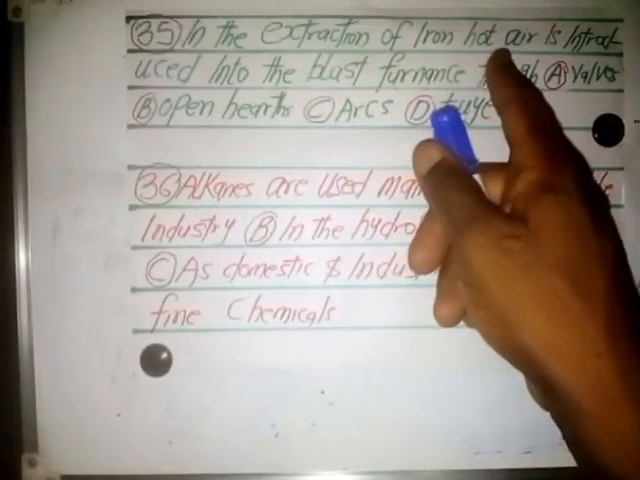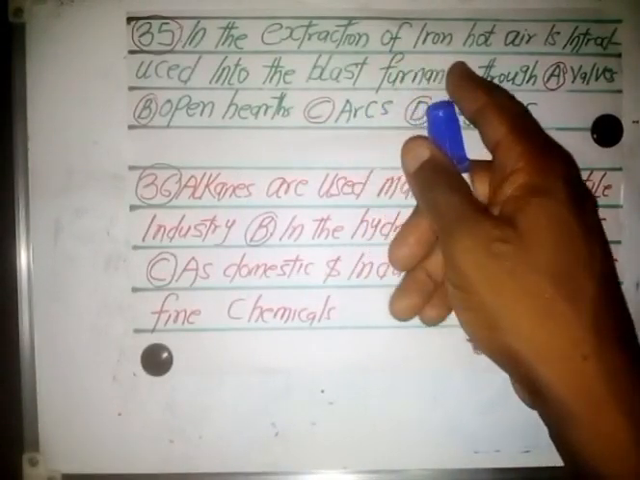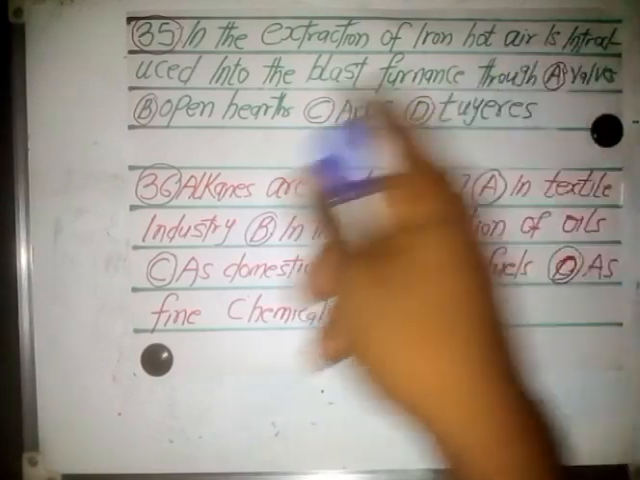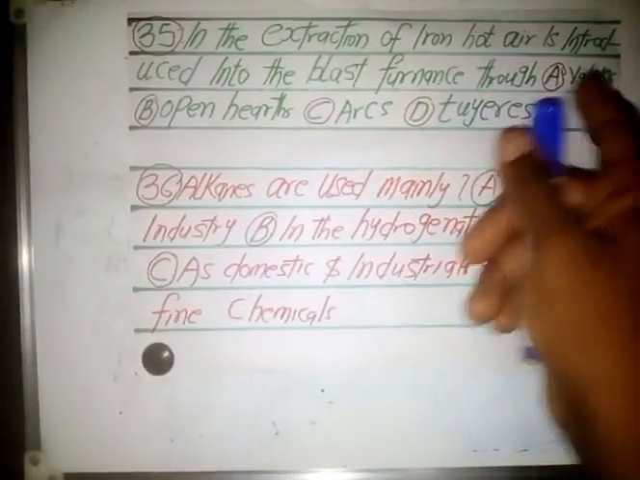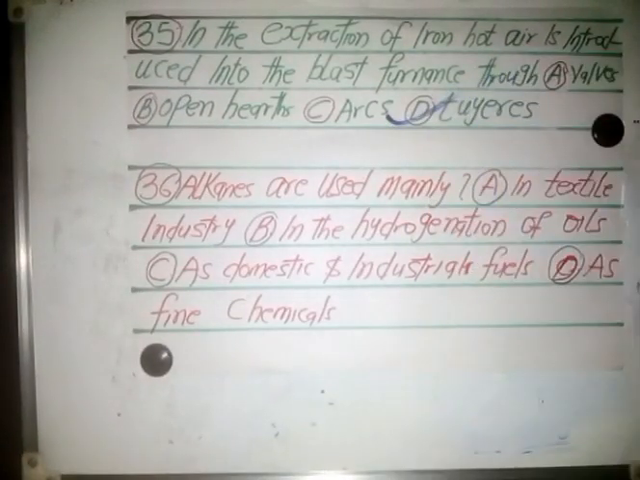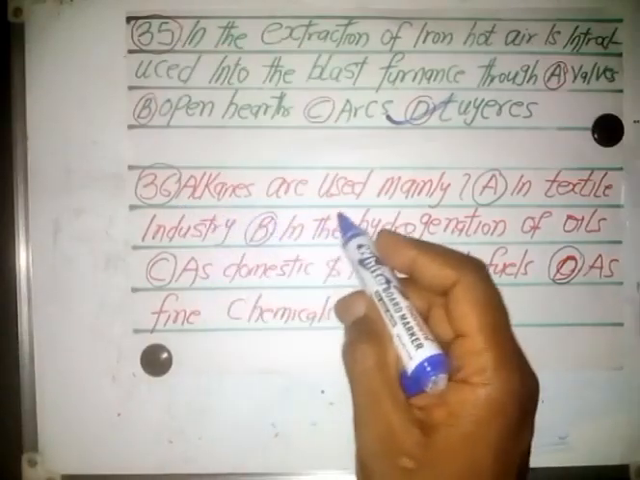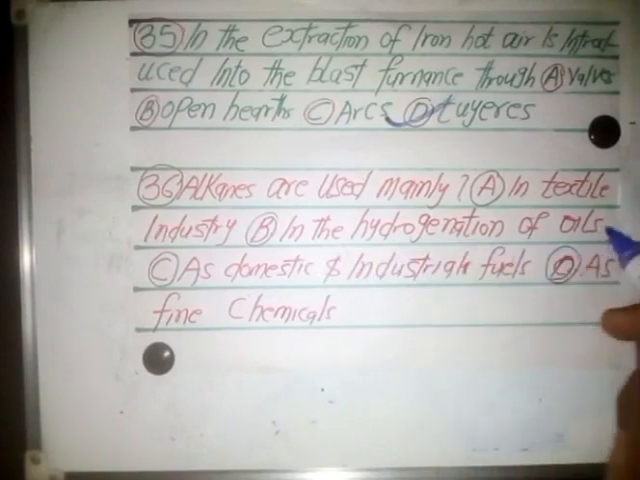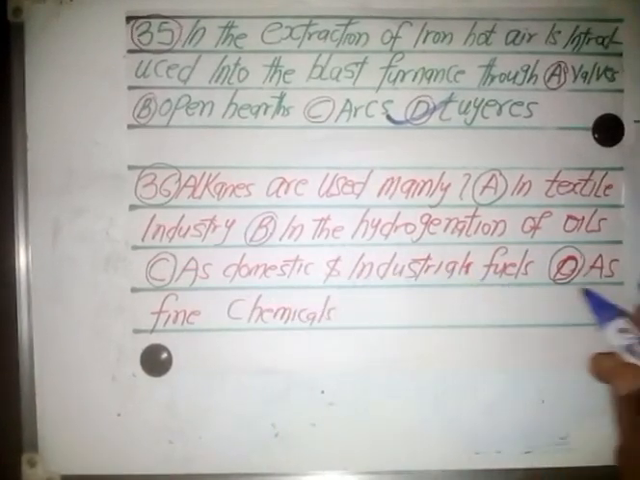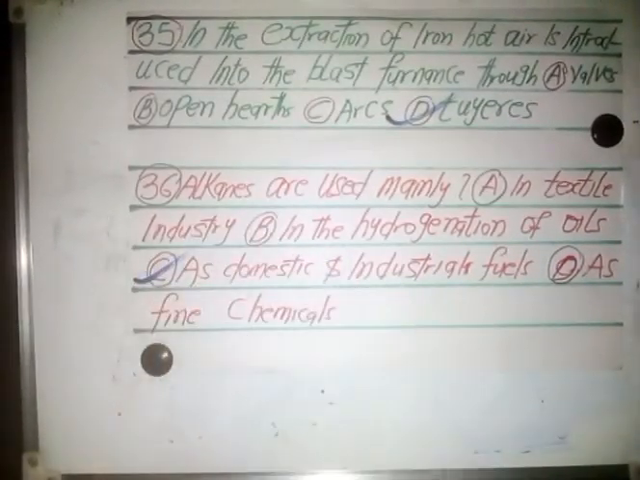In the extraction of iron, hot air is introduced into the blast furnace through valves, open hearths, arcs, tuyeres. The answer is tuyeres. So that's 35. 36. Alkanes are used mainly in textile industries, in hydrogenation of oil, as domestic and industrial fuel, as fine chemicals. The answer is C, as domestic and industrial fuels.